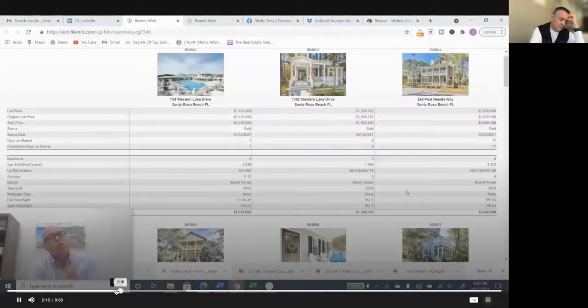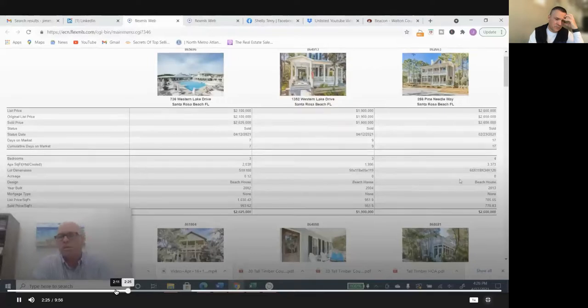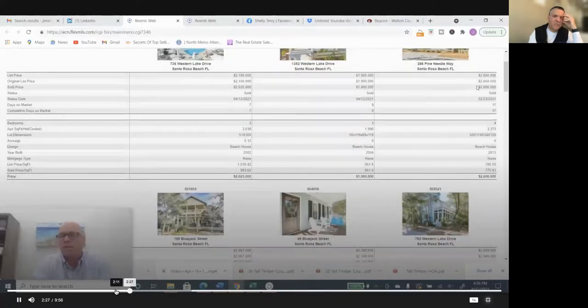Now, listen, in phase 3, some of the sold numbers are lagging a little bit compared to what we're seeing. Both of these closed on Monday. So these are the most recent numbers we've got right here as far as the closings this past week. If you'll notice, this is 3,373 square feet.